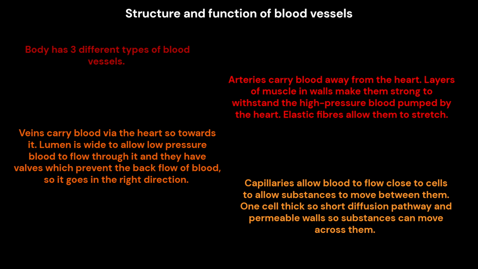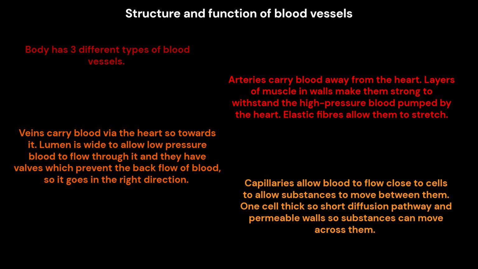Structure and function of blood vessels. The body has 3 different types of blood vessels. Arteries carry blood away from the heart. Layers of muscle in their walls make them strong to withstand the high-pressure blood pumped by the heart. Elastic fibers allow them to stretch.